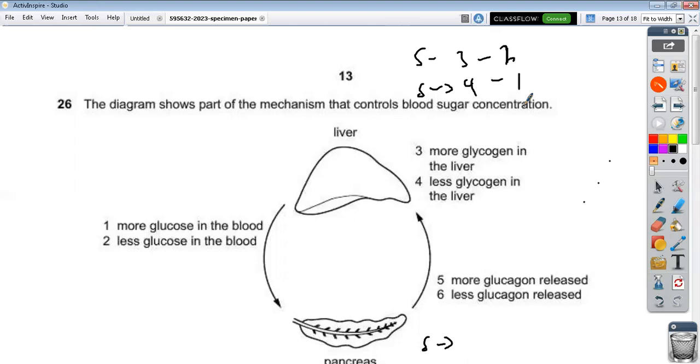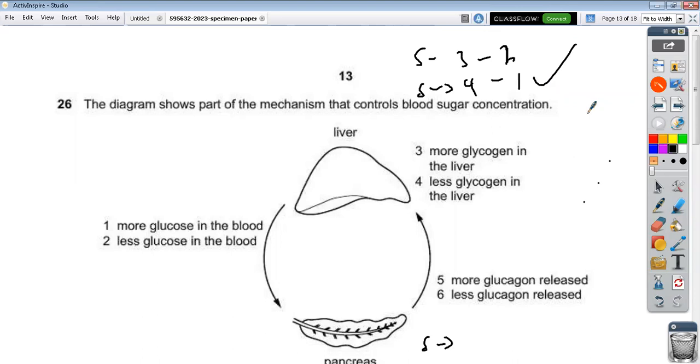No glycogen released. What makes sense? I think 541 makes sense. Takus, do you agree? 5, 4, 1. Are you there, Takus?